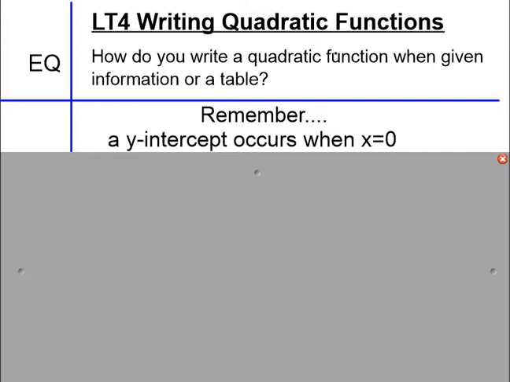Remember, a y-intercept occurs when x equals 0. So when the input is 0, the number you get for your y, for your output, that's your y-intercept. It's important knowing this going forward because we're going to need to use that, especially when we look at tables.